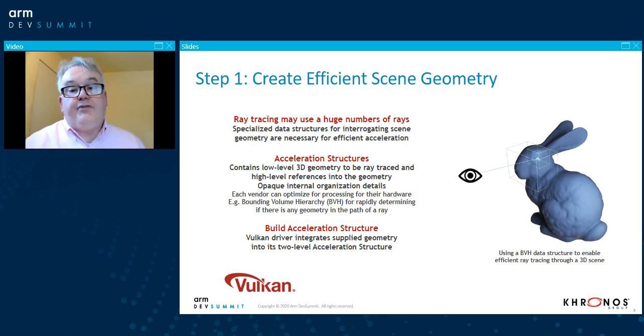So how do you use Vulkan ray tracing? Like many other ray tracing APIs, the first step is to build the scene geometry into an efficient two-level acceleration structure, so searching for ray intersections can be performance optimized. The precise internal organization of the Vulkan acceleration structure is opaque to the application, so that hardware vendors can optimize it to match their own architecture. And so Vulkan simply provides API calls to supply geometry to be built into the structure by the Vulkan driver.